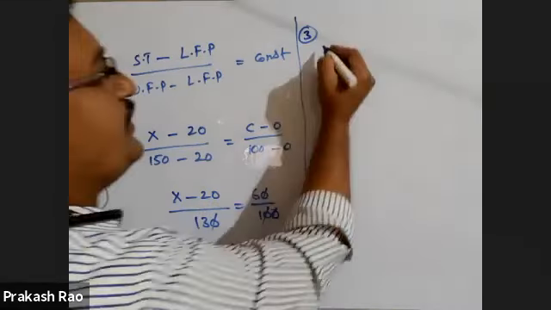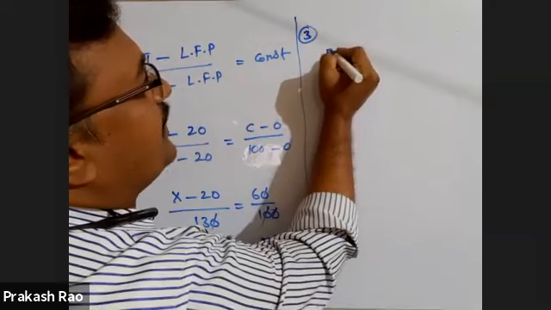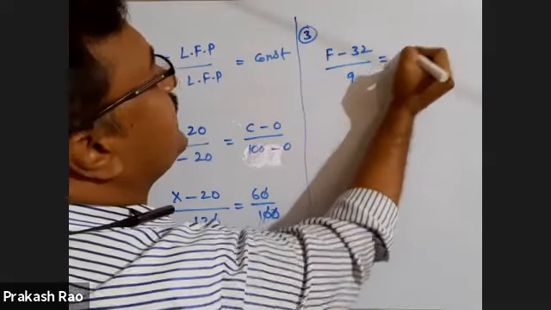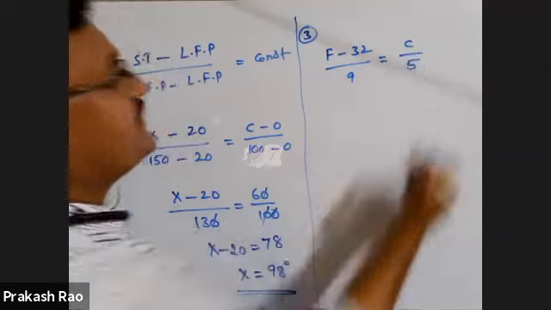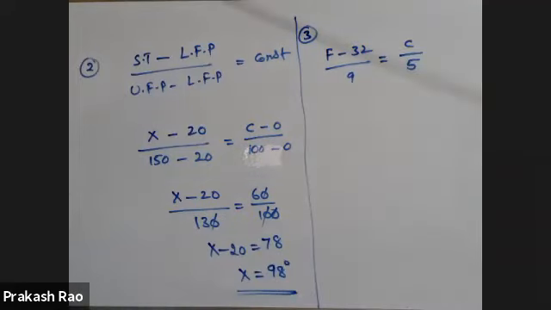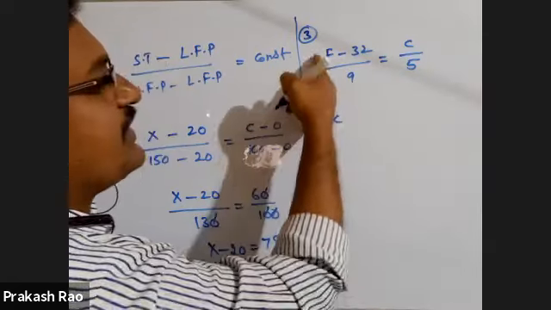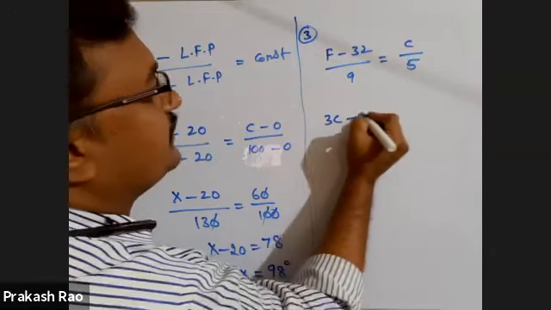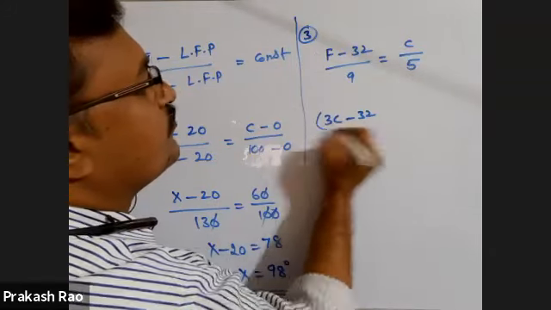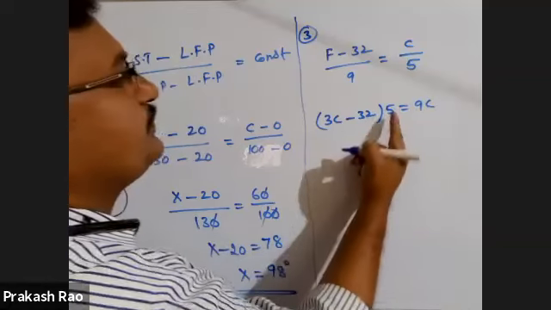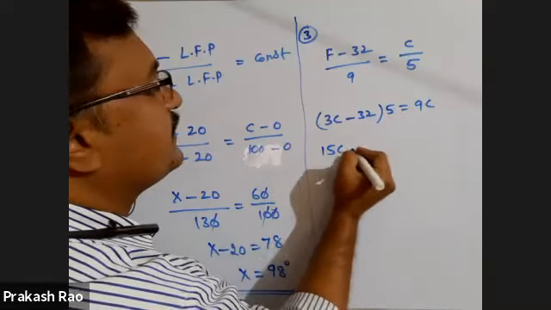So you know the relation between the Celsius scale and the Fahrenheit scale. (F minus 32) by 9 is equal to C by 5. This is the relation, like (C minus 0) by 5. Here F is given as 3C, because the Fahrenheit reading is thrice that of the Celsius scale. So (3C minus 32) into 5 is equal to 9C.